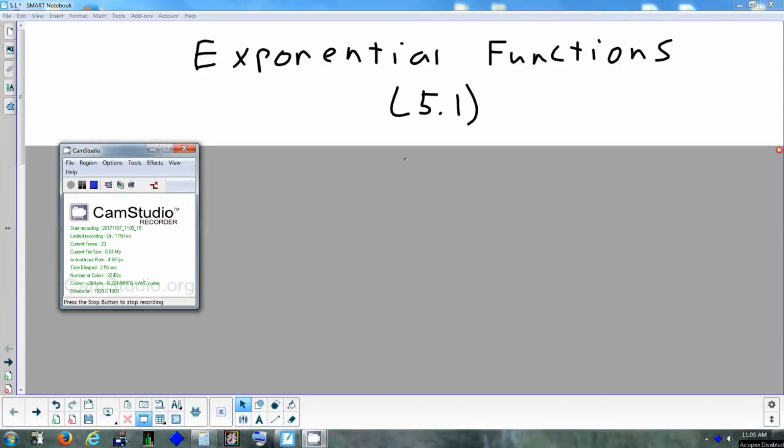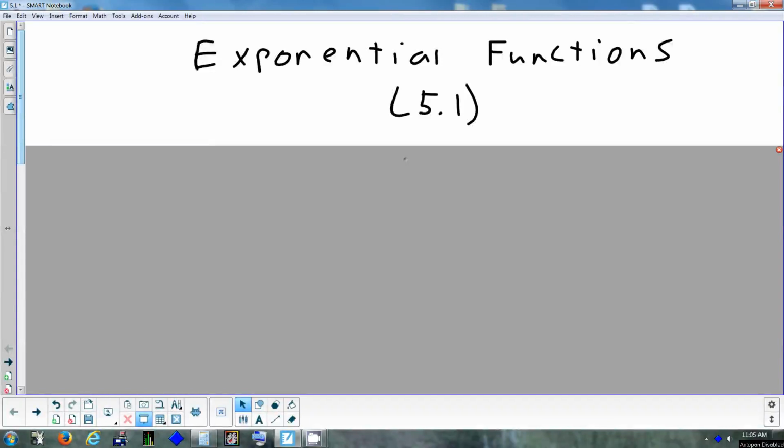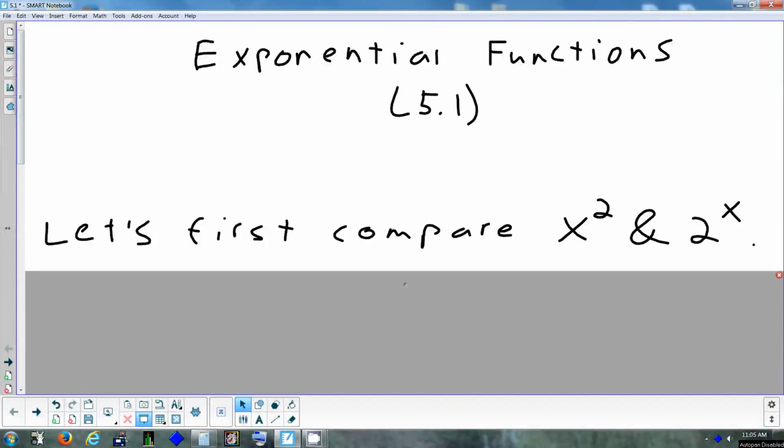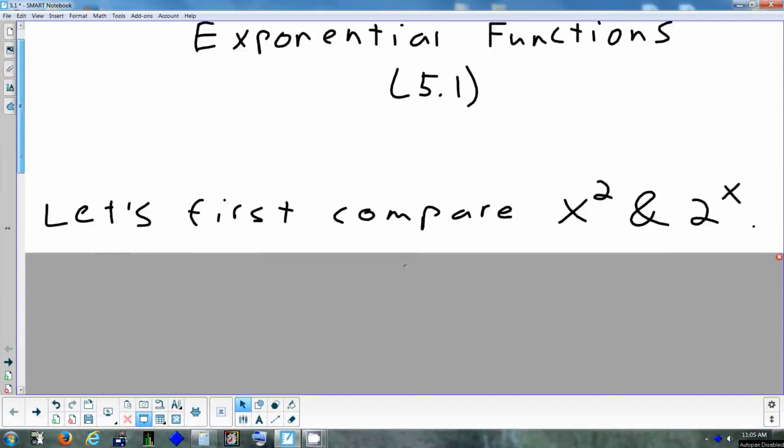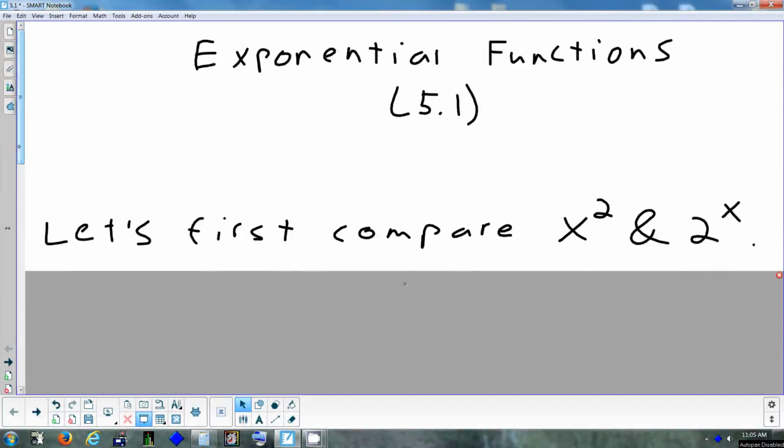All right, so we're going to start by looking at section 5.1, which is on exponential functions. And we'll start out just by looking at something that is an exponential function and something that isn't. So we're going to look at these two things, x squared and 2 to the x. Does anybody know which one of those is exponential before I tell you?